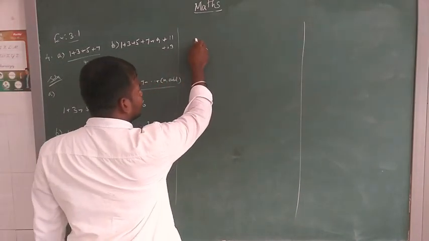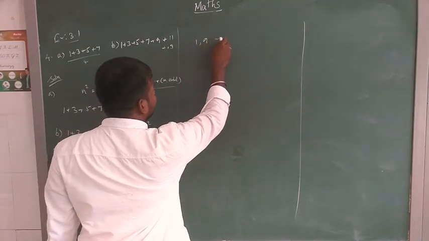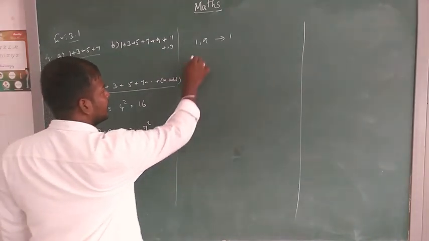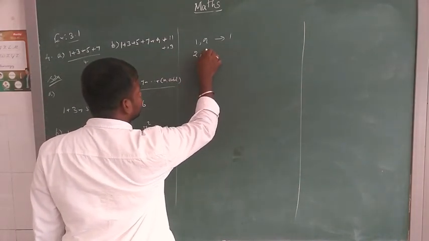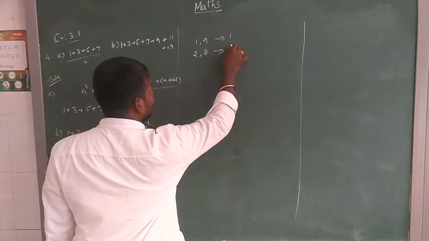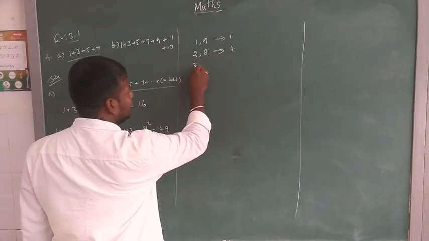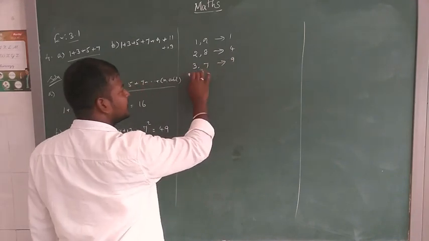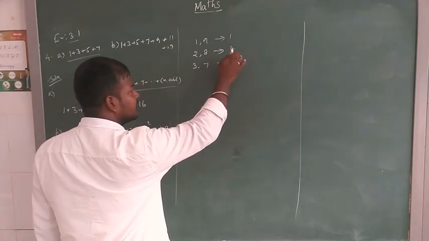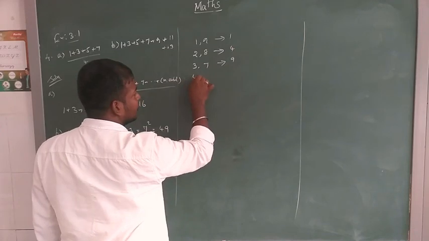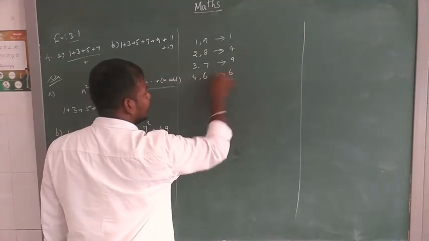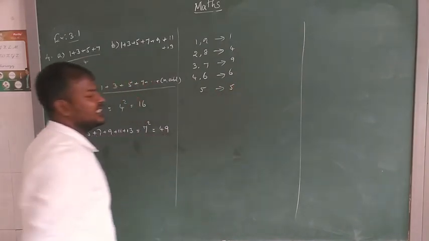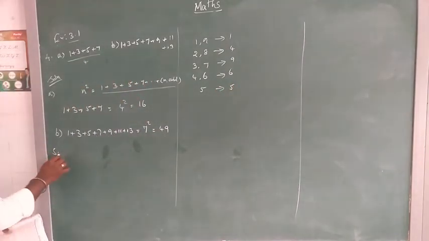If you square a number ending in 1 or 9, the ones place of the answer will be 1. For 2 and 8, the resulting number ends with 4. For 3 and 7, the ones place will be 9. For 4 and 6, it ends with 6. What about 5? A number ending in 5 has 5 in the ones place. So we will solve like this.